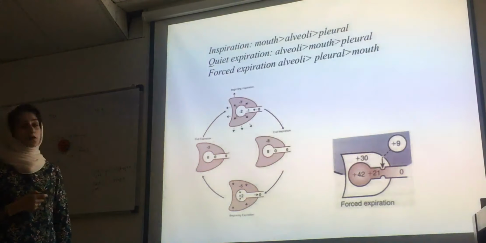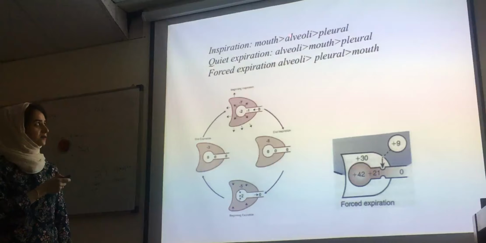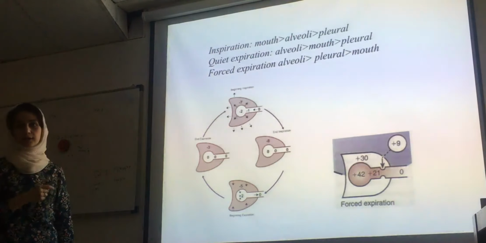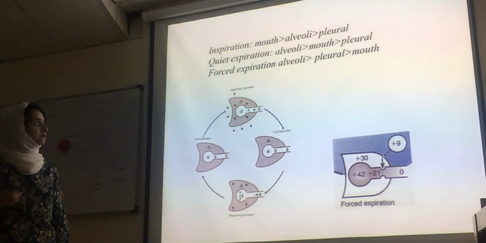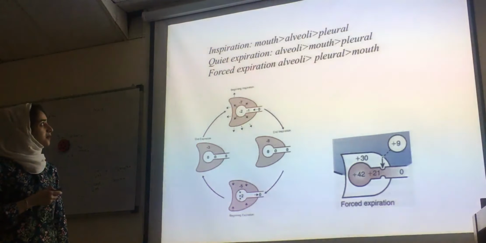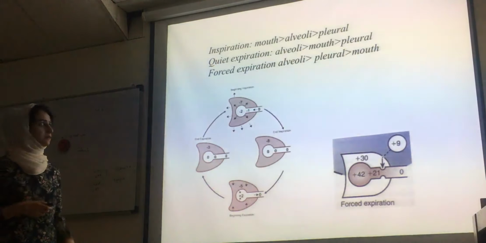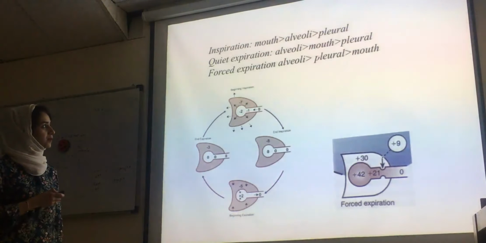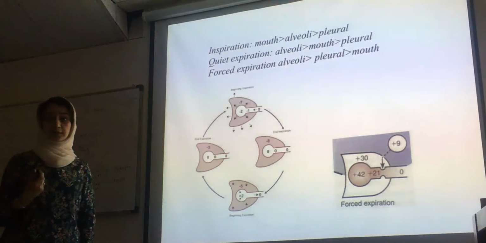During inspiration, of course, mouth pressure should be highest for air to flow from mouth to alveoli. So mouth, alveoli, then pleura. Put pleura at the end, so it's the lowest pressure because it's negative. During quiet expiration, it's the opposite. We need air to flow to the outside, so the pressure in the alveoli should be higher than that of the mouth. So alveolar pressure is more than mouth pressure and more than pleural pressure, because pleural pressure is negative.